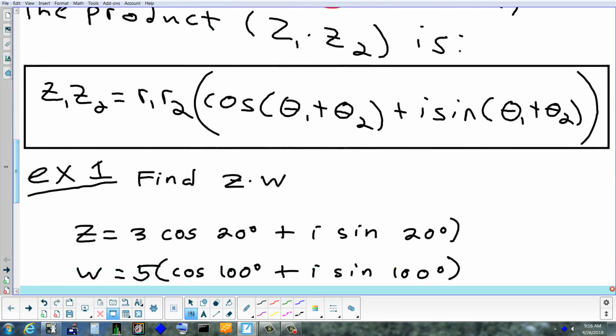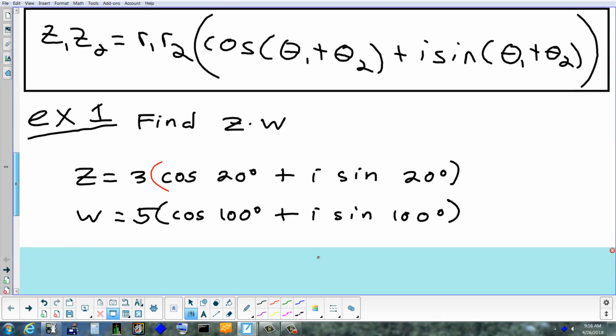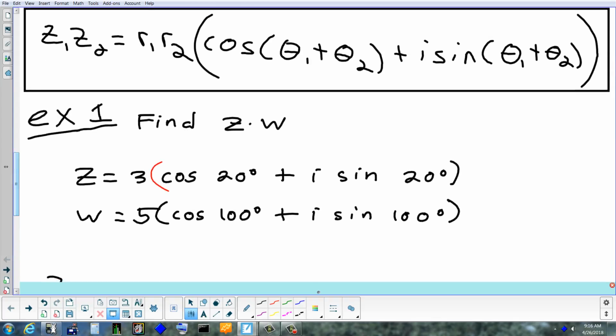So my first complex number has a radius of 3 and an angle of 20. So it's 3 cosine 20, i sine 20. And my second complex number has a radius of 5 and an angle of 100. So somebody's already done the work that we did in last night's homework. They found the radius using the Pythagorean theorem. They found the angle using the inverse tangent. Now they want us to multiply them together.